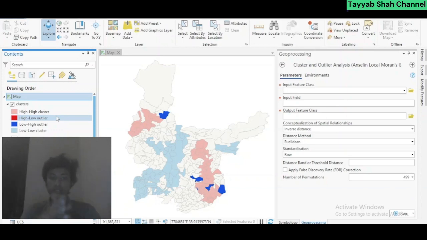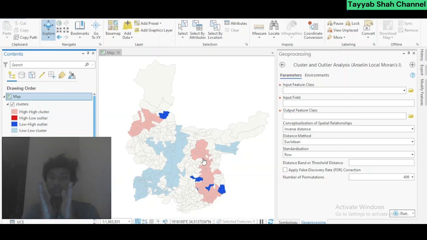So we are not seeing any such outlier in our study, but there are such cases in other studies like urban planning and more. I explained the crime rate example. The low-high outlier is similar: low values are surrounded by high values. Low value union councils are surrounded by high value union councils, like the union council cluster in Swat and Abbottabad; these are low-high clusters. The last is the low cluster.